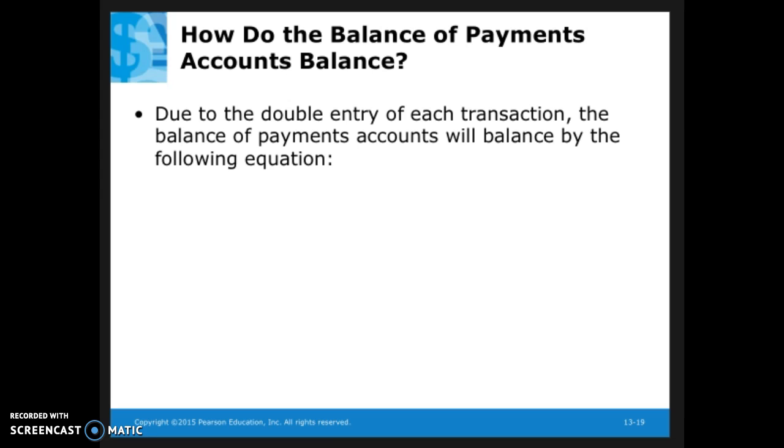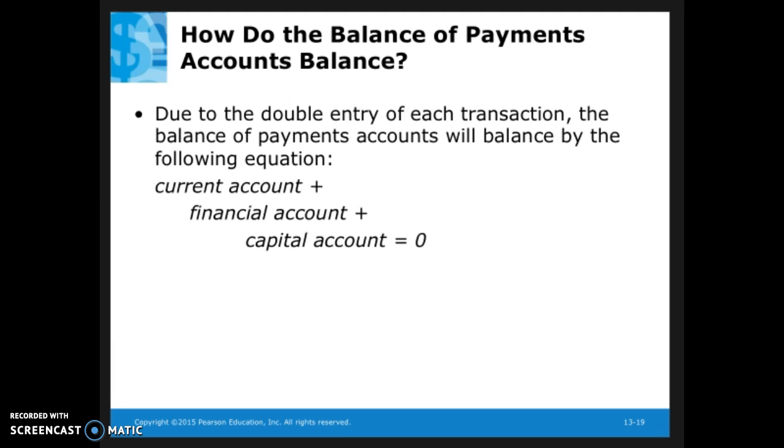So how do these things balance? Due to double entry, the balance of accounts will balance by the following equation. Current account plus financial account plus the capital account must equal 0. That's by nature.